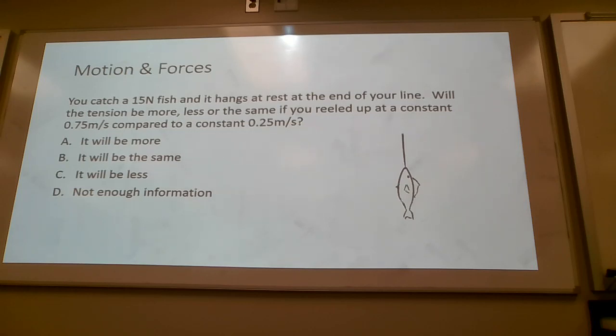Tell your neighbor. Correct answer is B. It doesn't matter how fast you're going. If you're moving at a constant velocity, inertia is doing what it wants to do. It's happy. It's like, yes.